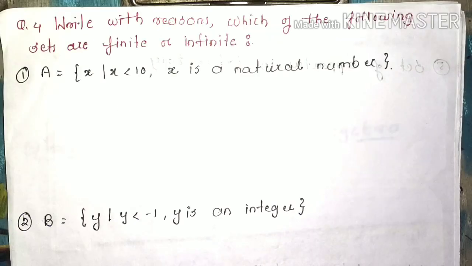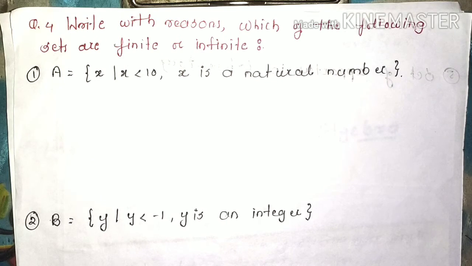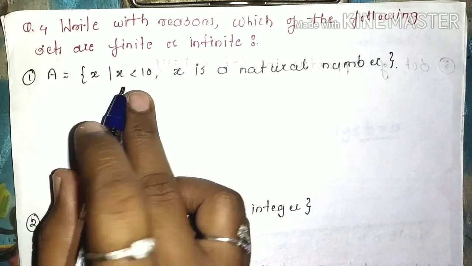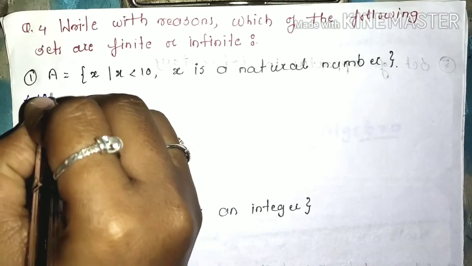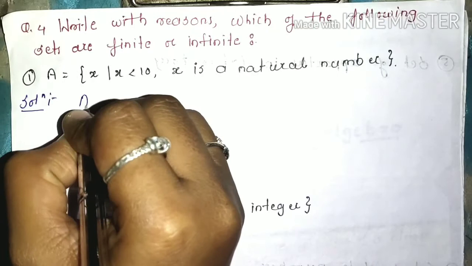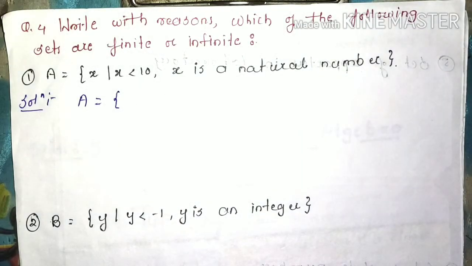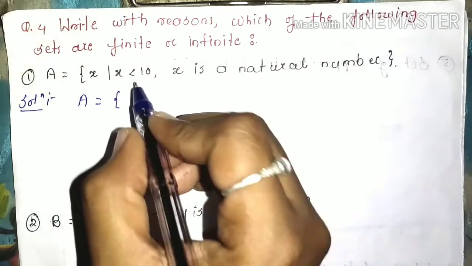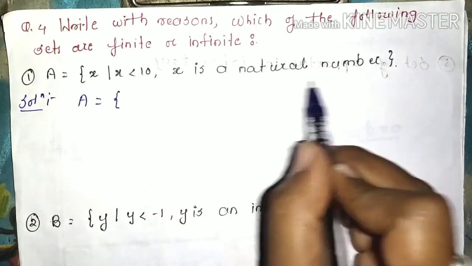Question number 4, we have: write with the reason which of the following sets are finite or infinite. So first is set A, x such that x is less than 10 and x is a natural number. So let us find out the elements of this set. Once we get the elements of the set, then we can easily identify whether it is a finite set or infinite set. So we have to write the elements which are less than 10 and which are natural numbers.